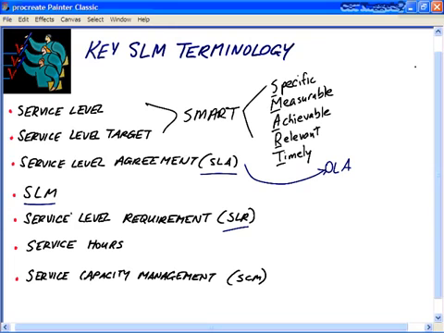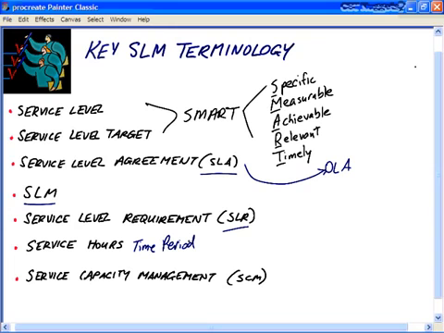Next, we have what's called a service hour. A service hour is an agreed upon time period. This is a period when an IT service, a particular IT service, should be available. For example, Monday through Friday, 8 to 5 or 8 to 6, except public holidays.